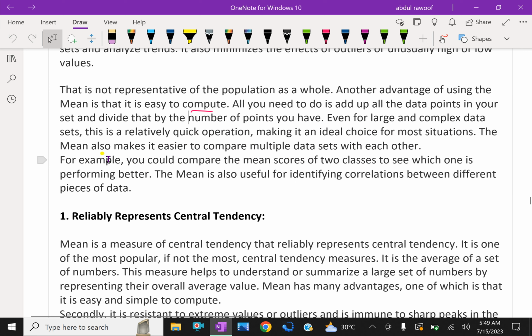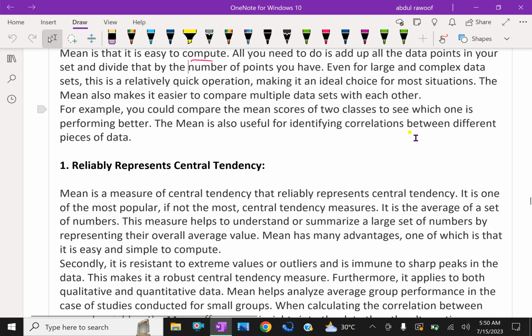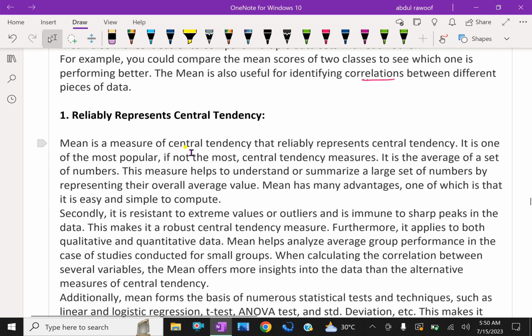The mean also makes it easier to compare multiple data sets with each other. For example, you could compare the mean scores of two classes to see which one is performing better. The mean is also useful for identifying correlation between different pieces of data.